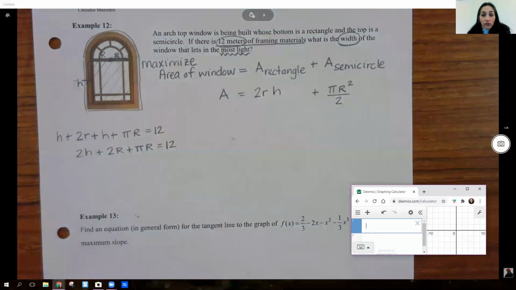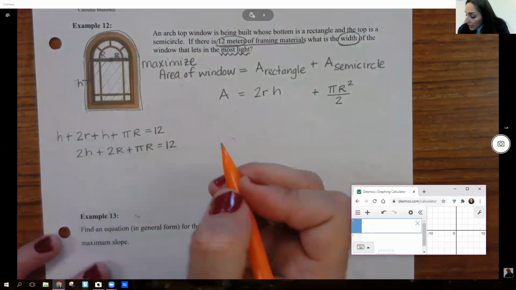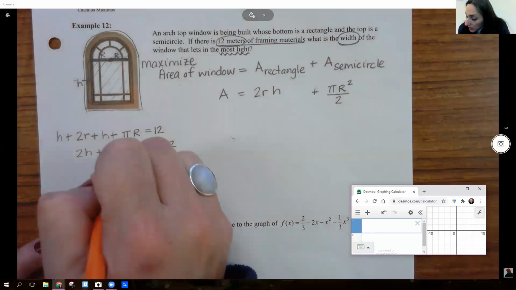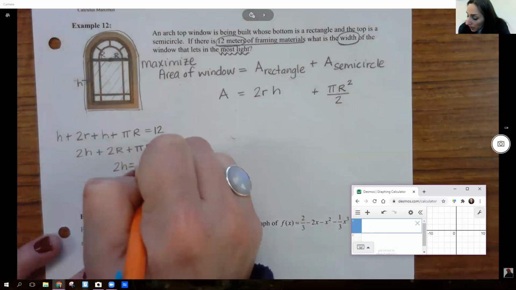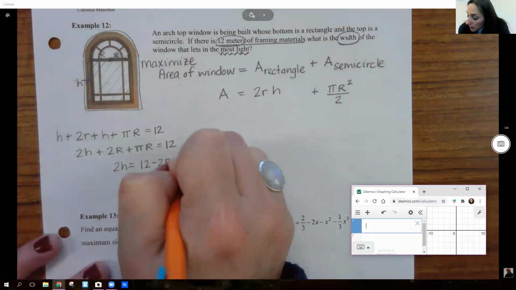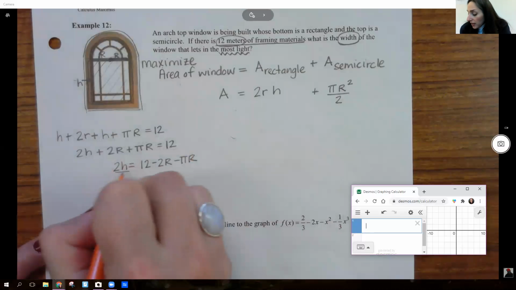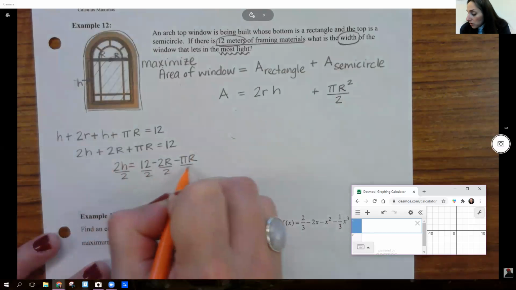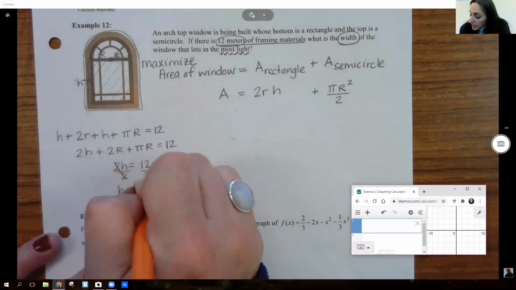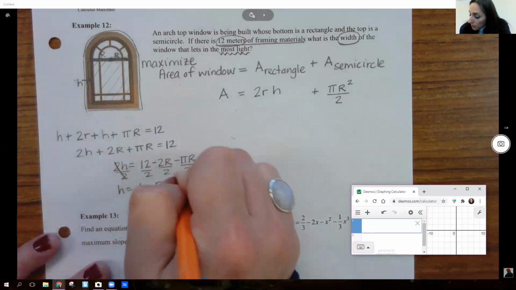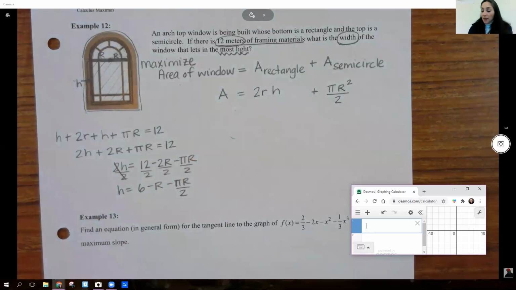And now you can solve this for whatever variable you want to. I think I'm going to solve this for h. We'll see how that works out. If you already tried this one and you solved for r, go for it. Either one's going to be fine. So let's solve for h. Let's see, this will be 2h equals 12 minus 2r minus pi r, and then divide all of this by 2. So h equals 6 minus r minus pi r over 2, like that.